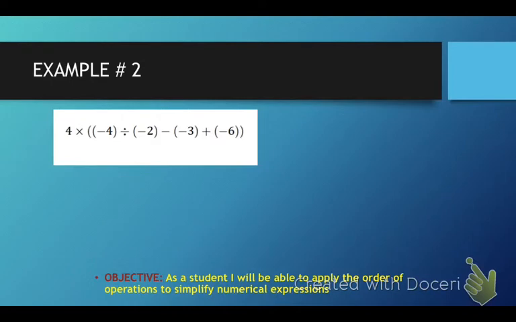Example number 2. Once again, I told you there is parentheses around every negative sign, and this is a specific example where it makes it more difficult. So let's get rid of them. Here's the deal. We're going to have 4 times negative 4 divided by negative 2 minus a negative 3 plus a negative 6, and our ending parentheses. Now, things should be a little bit easier.